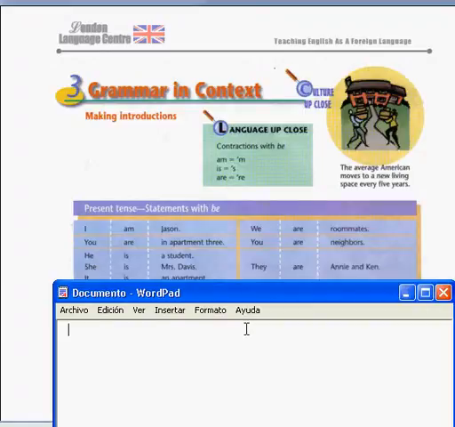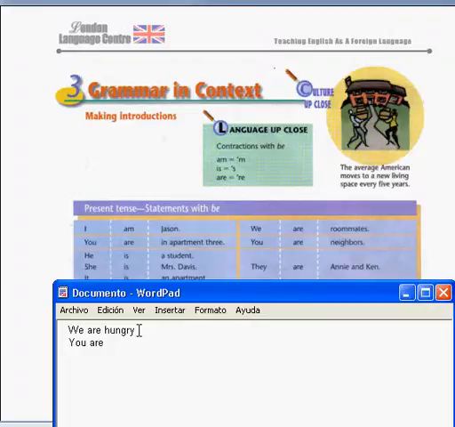As with the other pronouns, we, you, and they can be used to describe groups of people. You can either use it to state their names, or to describe them using adjectives. The examples given are we are roommates, you are neighbors, they are Annie and Ken. Other examples would include we are hungry, with we being your pronoun and hungry being your adjective.